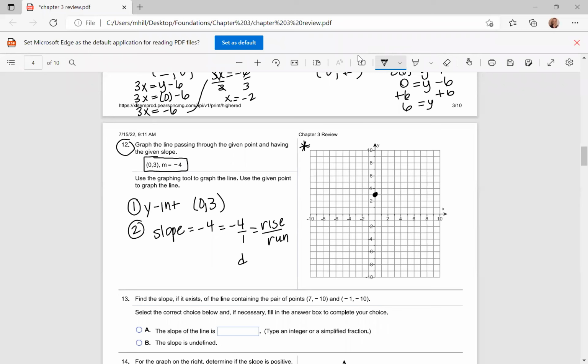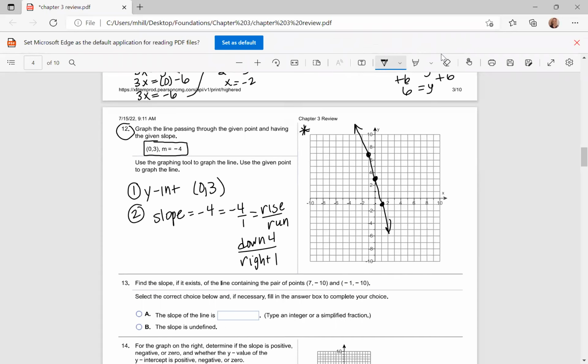So that means you're going to go down 4 because it's negative, and to the right 1. So from this point, we're going down 1, 2, 3, 4, and to the right 1. If we wanted to go backwards, we could go up 4 and to the left 1 to get another point. They're only going to make you plot 2 points, so you don't have to do both of these. I'm just trying to make sure I draw a straight line on here. So down 4 to the right 1, or go up 4 to the left 1. Okay, both of those would work.